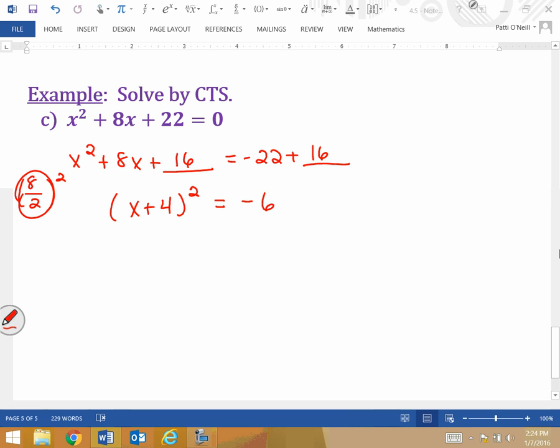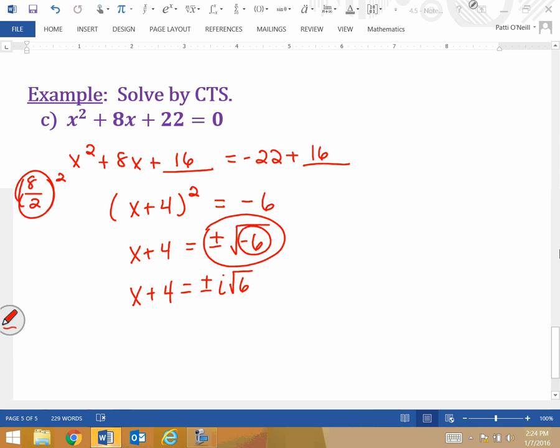So we've got to square root both sides now. The square root of x plus 4 squared is x plus 4, and that's going to equal the positive and negative square root of negative 6. Now, this is where what we just did in the previous section is going to tie into these ideas here. The positive and negative square root of negative 6 is going to bring us into the complex number system when we simplify it entirely. So that gives us x plus 4 equals positive or negative i radical 6.